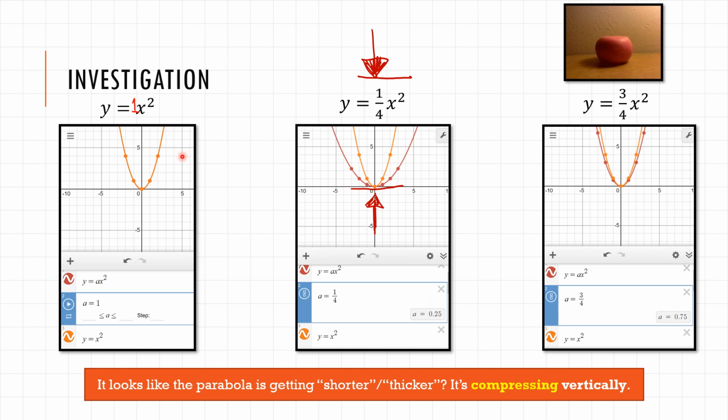So over here, a was a small number, it has decreased from 1 to 0.75, and that way it got a little bit shorter, to 0.25, and that way it got a lot shorter. So it is compressing vertically.